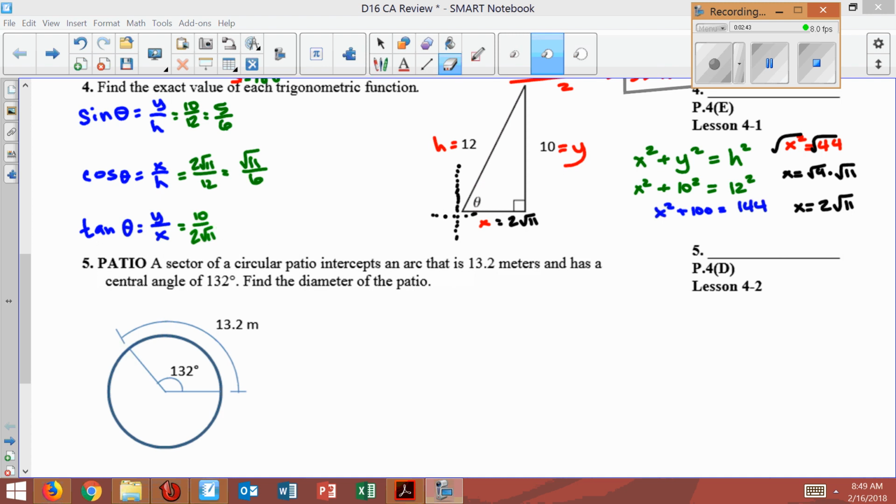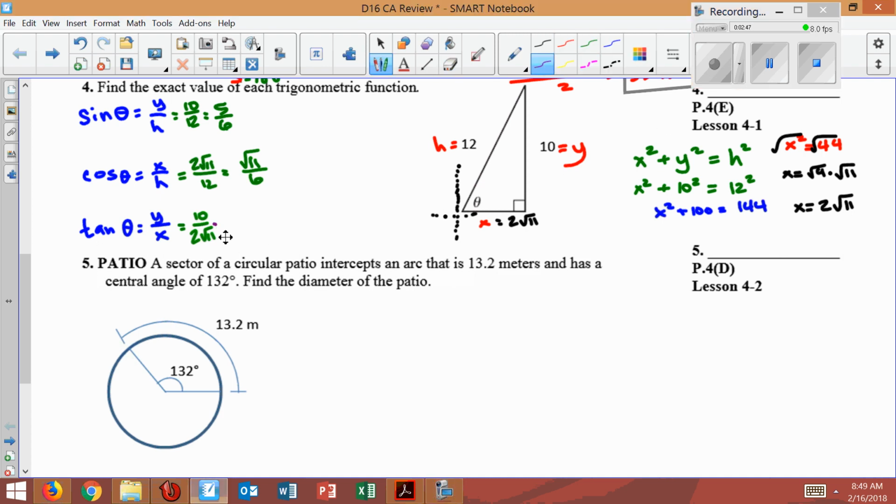Now we can simplify, and that would become 5 there. But remember, we never leave a radical in the denominator. So not only am I going to cancel, I'm also going to multiply by the square root of 11. So 10 over 2 will become 5, and I'd have 5 square roots of 11 over 11. So those are my values here for sine, cosine, and tangent.